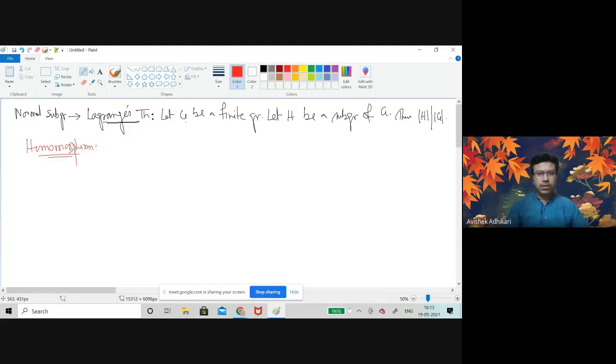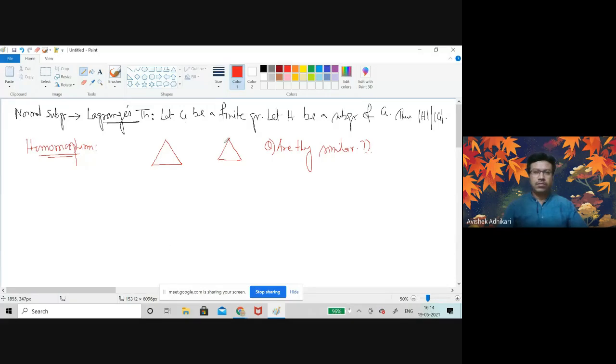Intuitively, the meaning of homomorphism is like similar kinds of shapes. So today we will basically talk about similarity. The question is, what do you mean by similarity? For example, suppose I draw one triangle and I draw another triangle. If I ask you, are they similar?